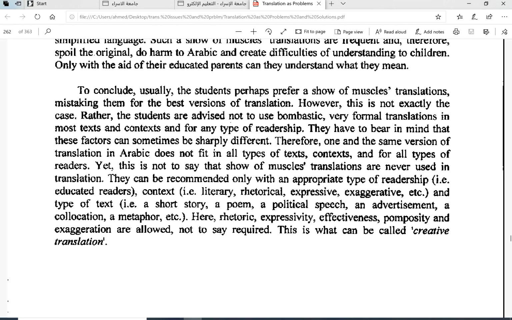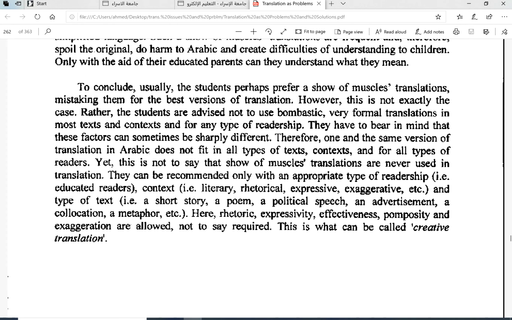Therefore, one and the same version of a translation in Arabic does not fit all types of text, context, and all types of readers. They can be recommended only with an appropriate type of readership, educated readers; context, literary, rhetorical, expressive, exaggerative, etc.; and type of text, for example a short story, poem, political speech, advertisement, collocation, a metaphor, etc.